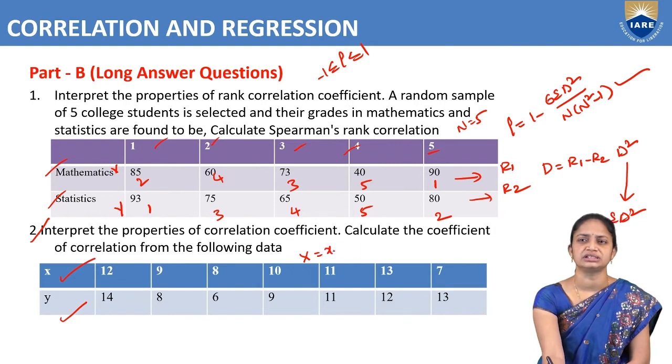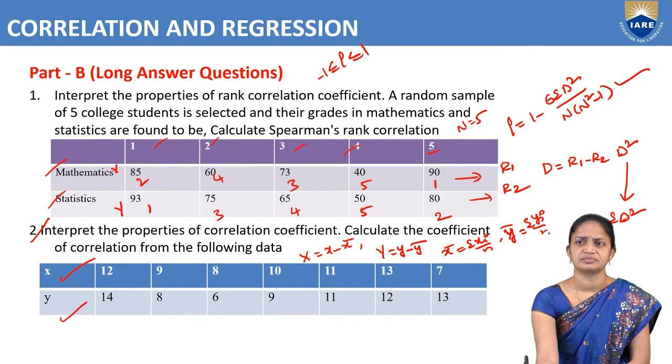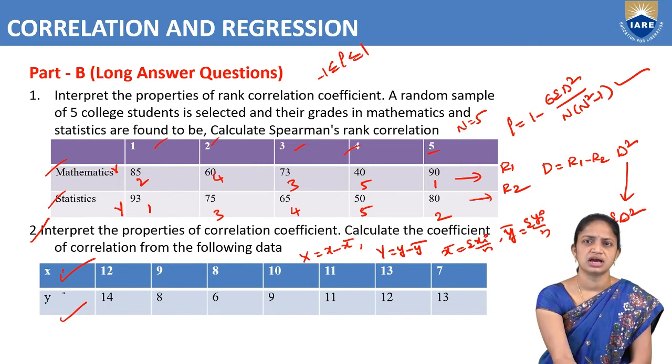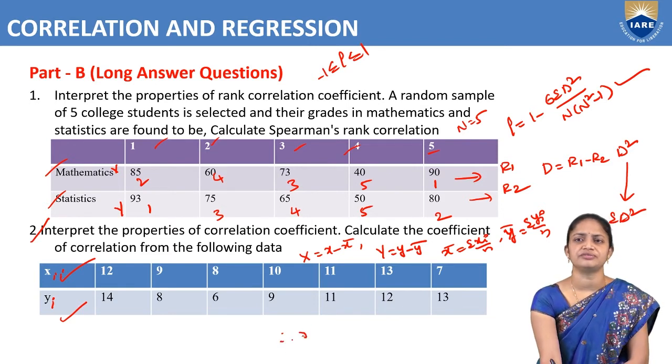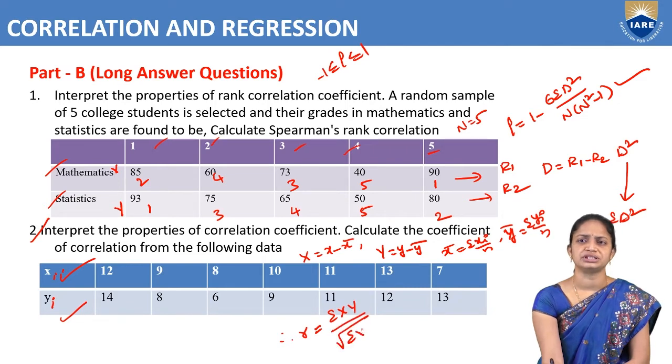So capital X equal to x minus x bar, and capital Y equal to y minus y bar. Here x bar equal to summation xi by n, and y bar equal to summation yi by n. So these are all xi values, and these are all yi values. Then the correlation coefficient is denoted with r equal to summation xy by under root of summation x square into summation y square.